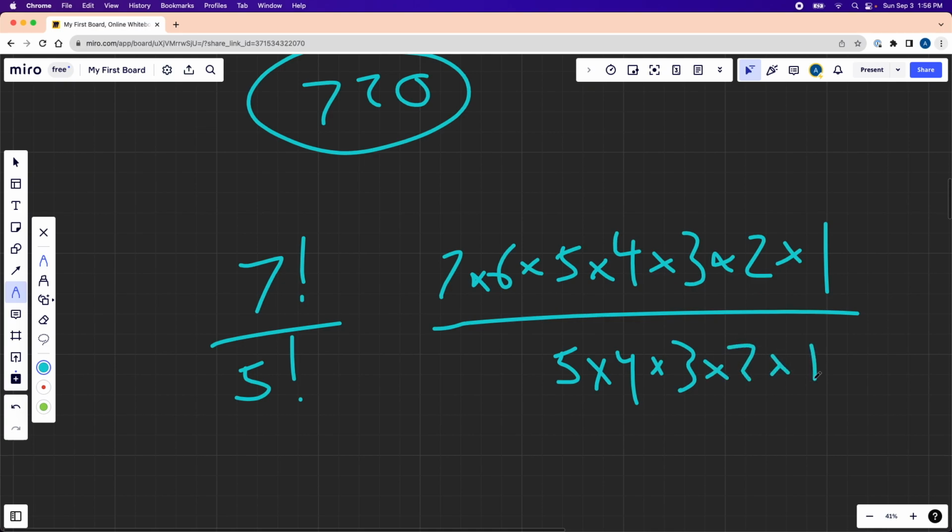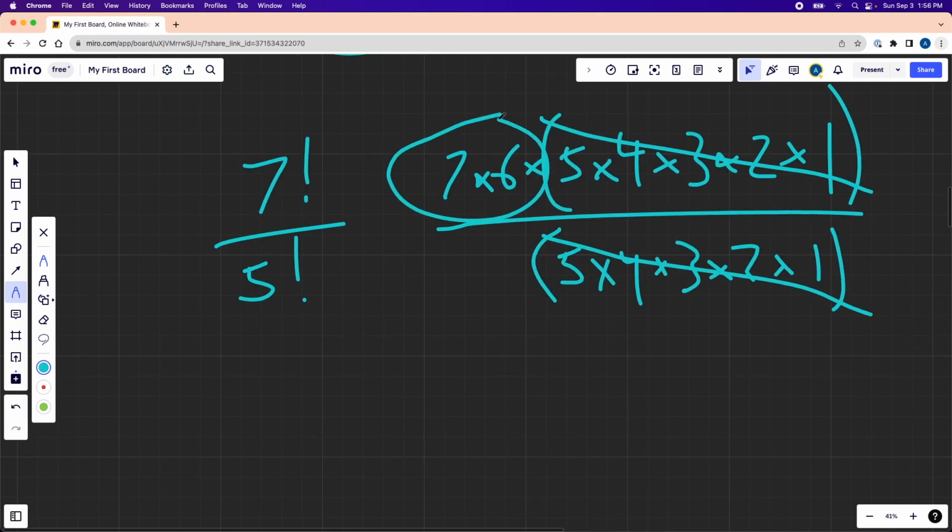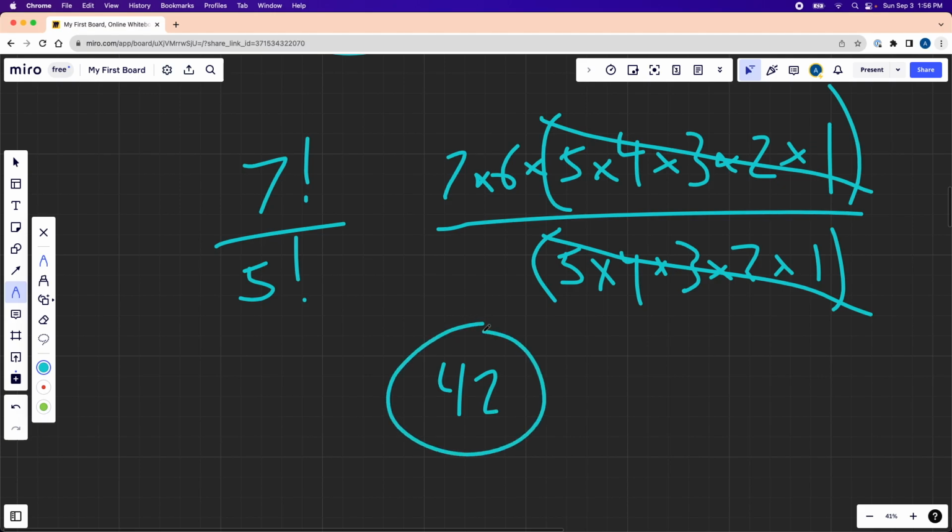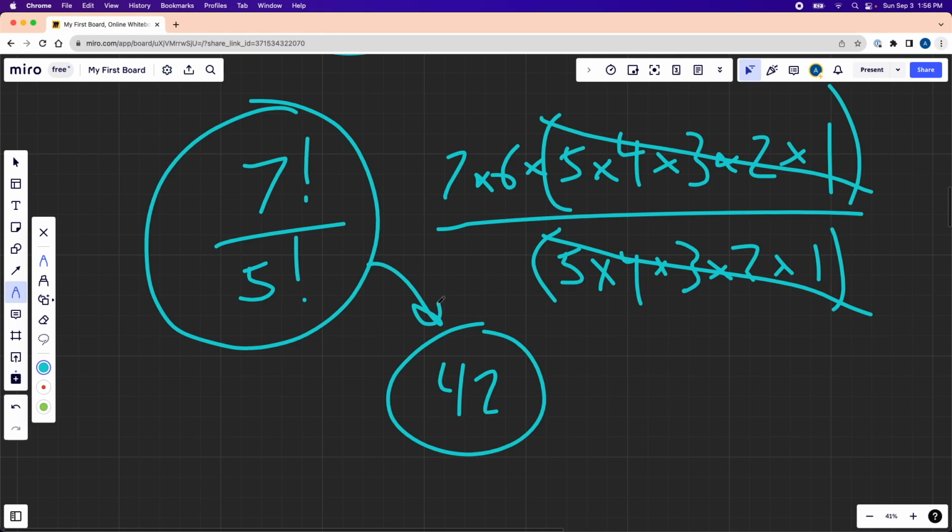And again, if we look at this here, we can see that we have common terms right here. So this 5 times 4 times 3 times 2 times 1 can just completely cancel out. And what we are going to be left with is just a 6 times a 7. So 6 times 7 is 42. So 7 factorial divided by 5 factorial is the same as 42. And that, my friends, is all you need to know about factorials.